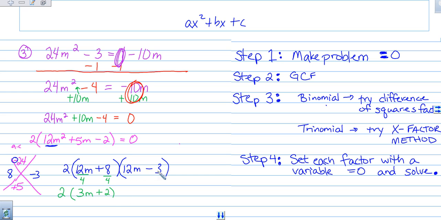And then do 12 and 3 have anything in common? Yeah, it's a 3. And 12 divided by 3 is 4. And then 3 divided by 3 is 1. And so these are our factors. And then remember, they equal 0.